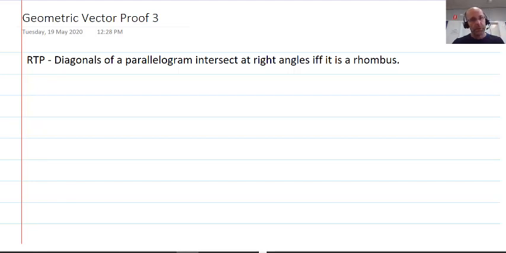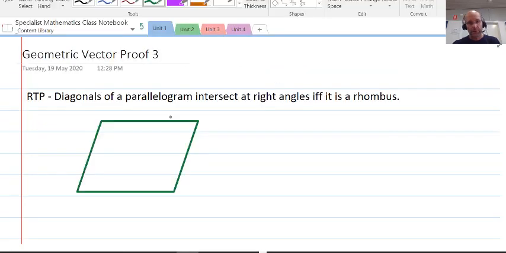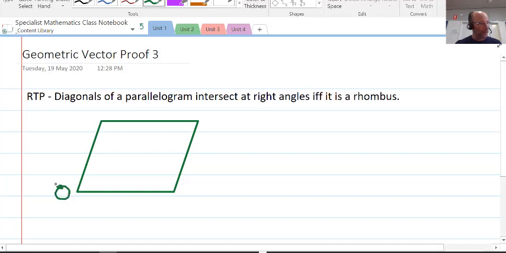Okay, our goal is to prove that the diagonals of a parallelogram intersect at right angles if and only if it is a rhombus. Let's get a diagram drawn first. And I'm going to draw a parallelogram that looks a little bit like a rhombus, so I'm just hedging my bets a bit. So I need to put some labels on it. I'm going to use O in case we want an origin, A, B, C.